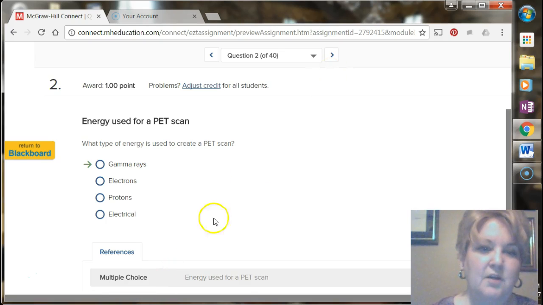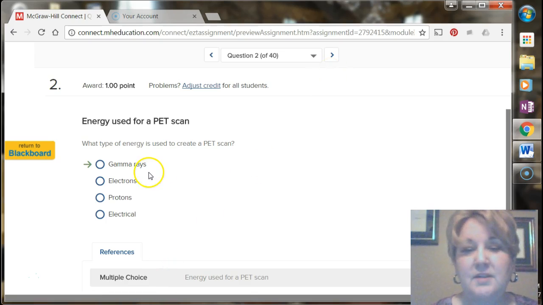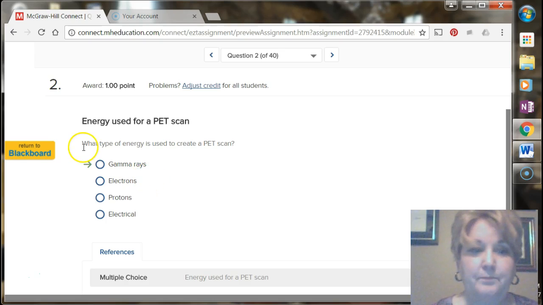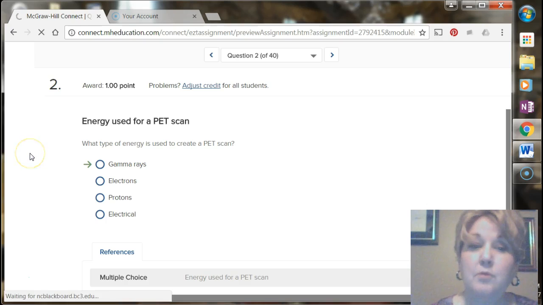Okay, and here, what type of energy is used to create a PET scan? The answer here would be the gamma rays. You may or may not get this question. I'm going to take you back to Blackboard now.